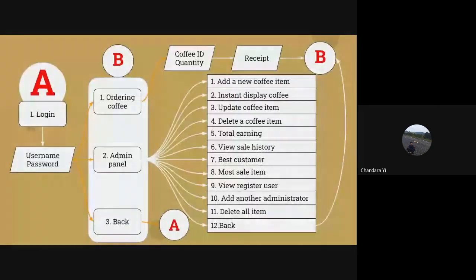In this stage A, we first have to go to option A, which is login. So the program requires username and password in order to log in to stage B, which has three operations such as ordering coffee, admin panel, and go back to stage A. In order to order coffee, the program requires user to enter the coffee ID and the quantity, and then the program will print the receipt when we confirm the order and then go back to stage B.